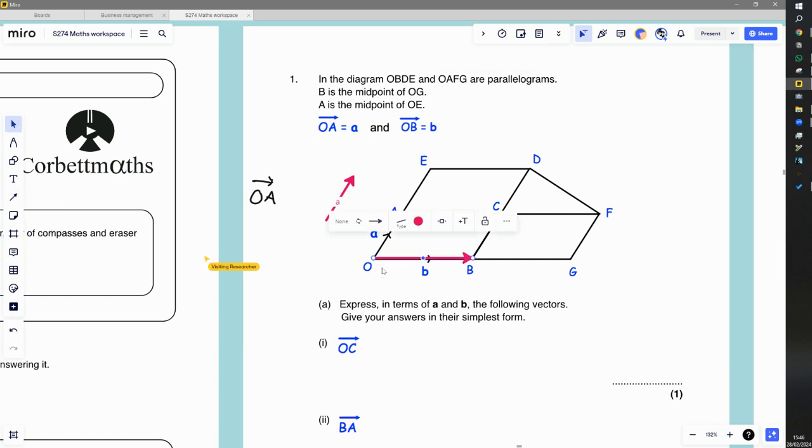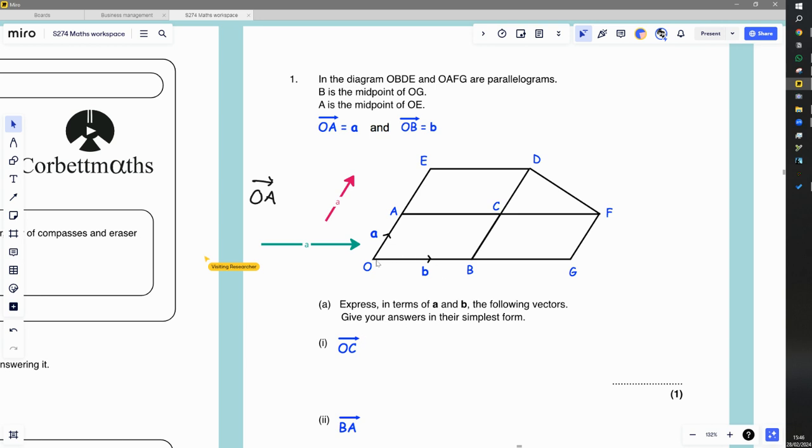Obviously, in an exam or in any sort of exercise like this, you can't draw an arrow and then move the arrow around. So I'm using a technique which you can't actually do other than on an online or electronic whiteboard. But just to demonstrate the point, O to C, give your answer.